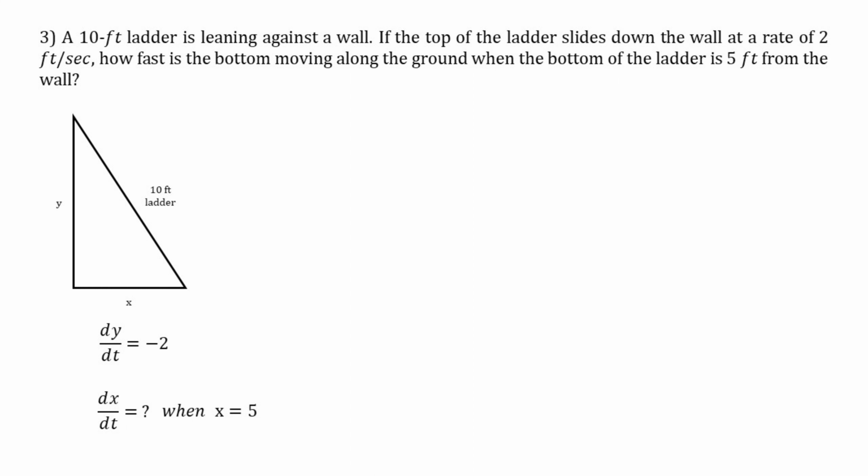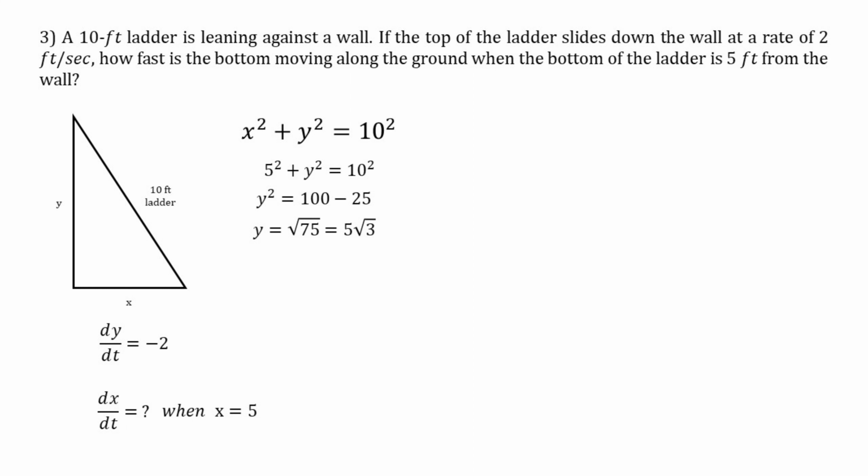First, we need to find an equation that includes x and y. Observe that the ladder forms a right triangle with the wall and the ground. That being said, we can use the Pythagorean theorem. x squared plus y squared is equal to 10 squared. Given that x is 5, we can now find y.